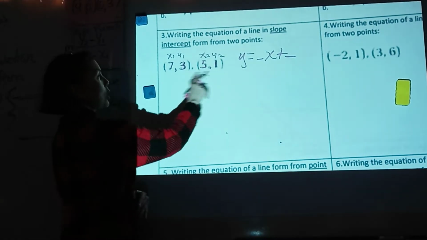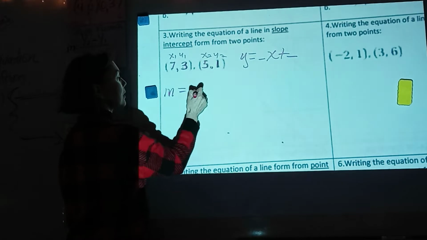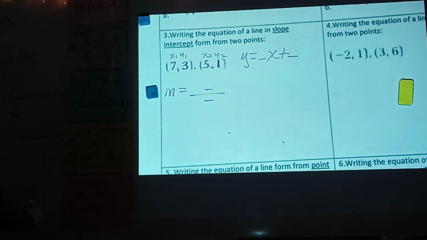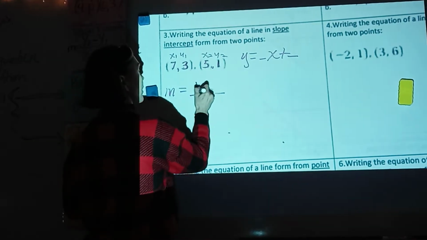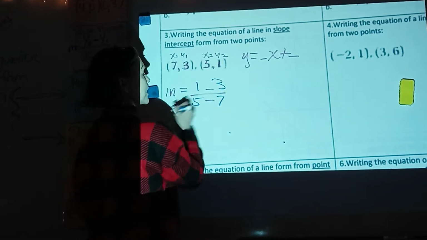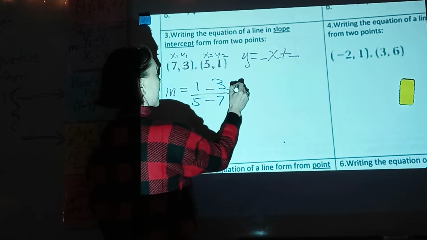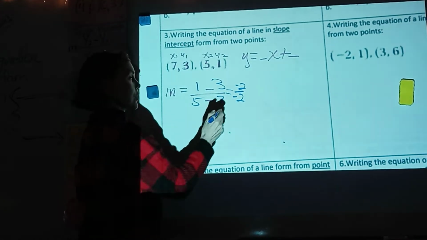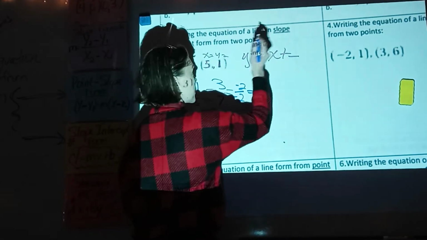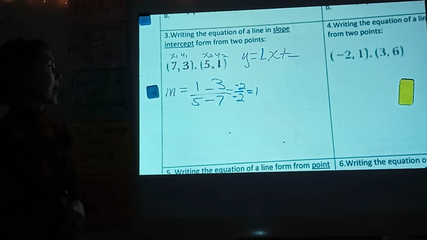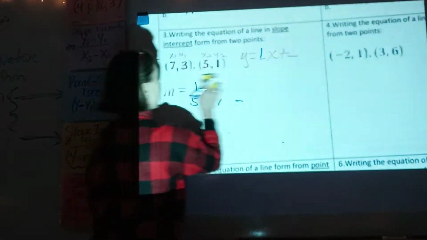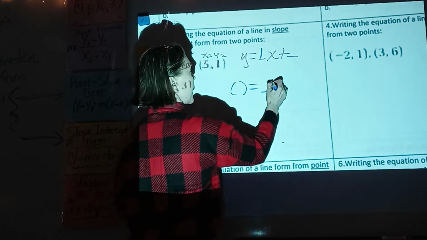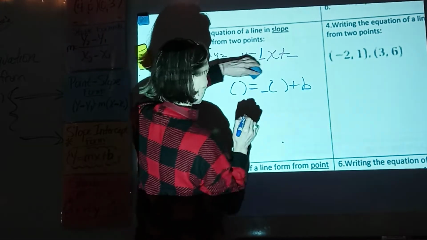And how do we find the slope given 2 points? Our slope formula, y sub 2 minus y sub 1 over x sub 2 minus x sub 1. And so you have 1 minus 3 in the numerator, and you have 5 minus 7 in the denominator. 1 minus 3 is negative 2, and 5 minus 7 is negative 2. And so that's going to simplify to a positive 1, so we put positive 1. Okay? Then we have to solve for b. We don't know what b is, so we're going to write empty equals blank empty plus b.